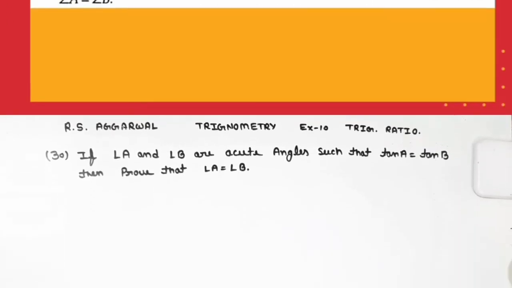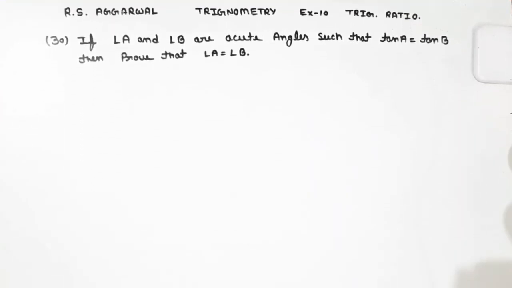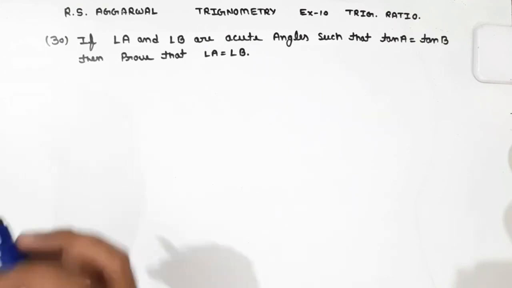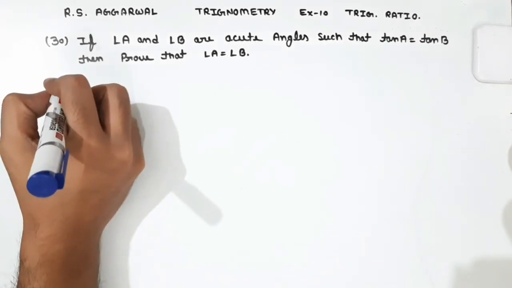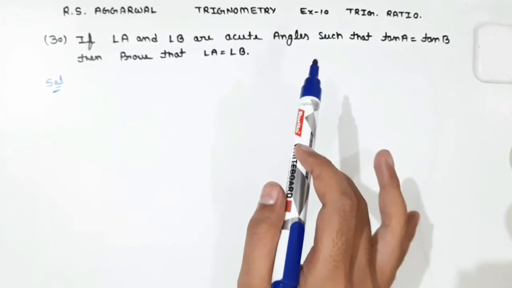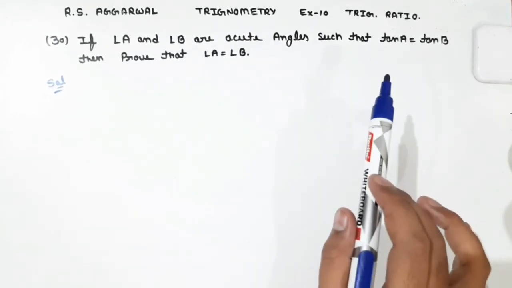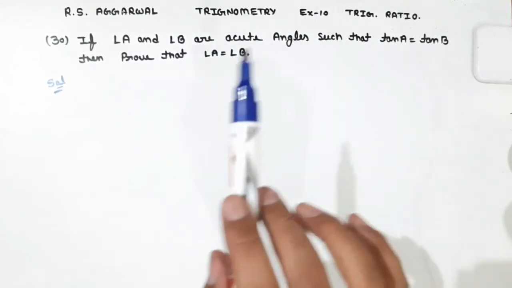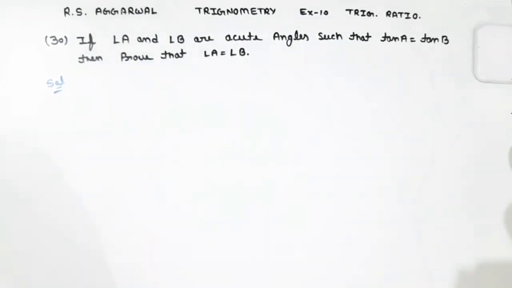R.S. Agrawal, chapter trigonometry, exercise 10 trigonometric ratio, question number 30. If angle A and angle B are acute angles such that tan A equals tan B, then prove that angle A equals angle B. In this problem it is given that A and B are acute angles such that tan A equals tan B. Then we have to prove angle A equals angle B.